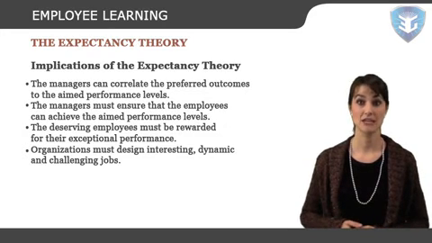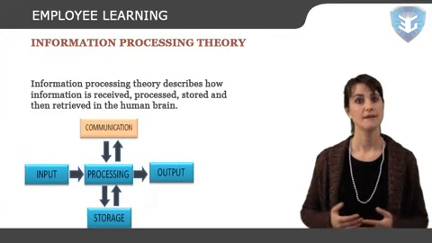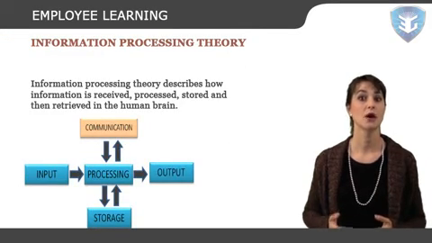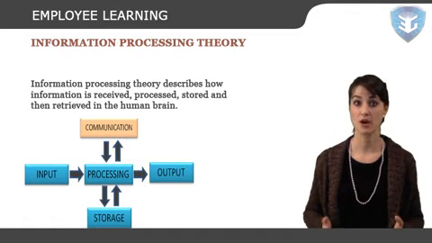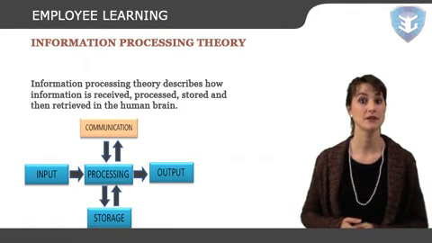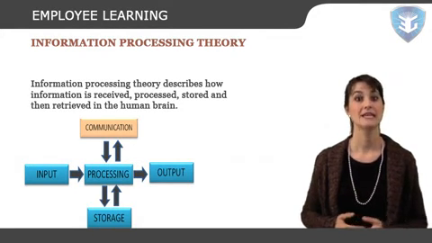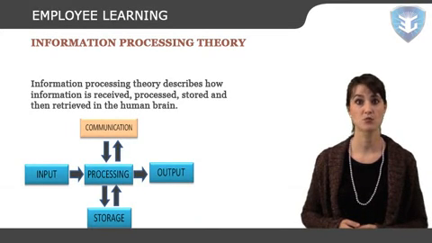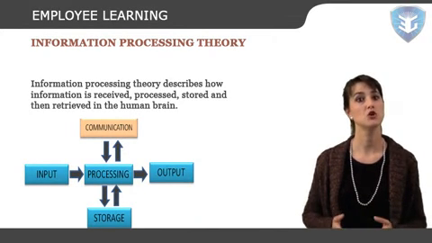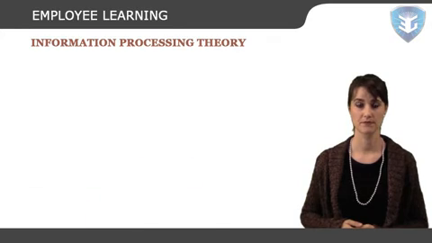Organizations must design interesting, dynamic, and challenging jobs. Information processing theory describes how information is received, processed, stored, and then retrieved in the human brain. It is interesting that this theory compares processing of information by humans to those of computers.